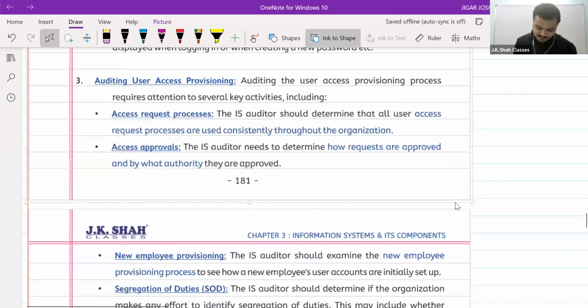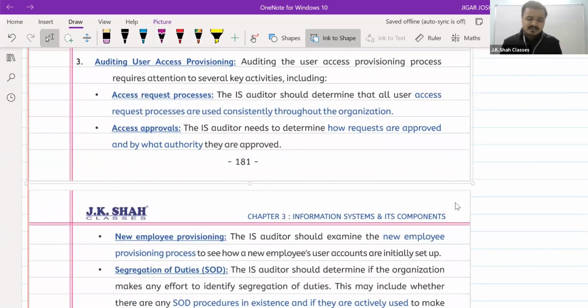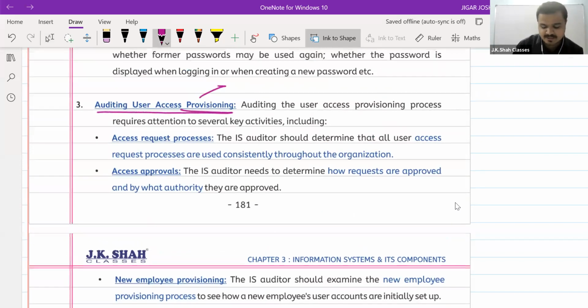Last but not the least, on this page, it's the user auditing of user access provisioning. Now, what do you mean by provisioning? Provisioning refers to the level of access. What kind of access I would like to give to my dear chartered accountants will be called user access provisioning. Am I very clear to all my dear chartered? Say yes or no. Yes, sir.